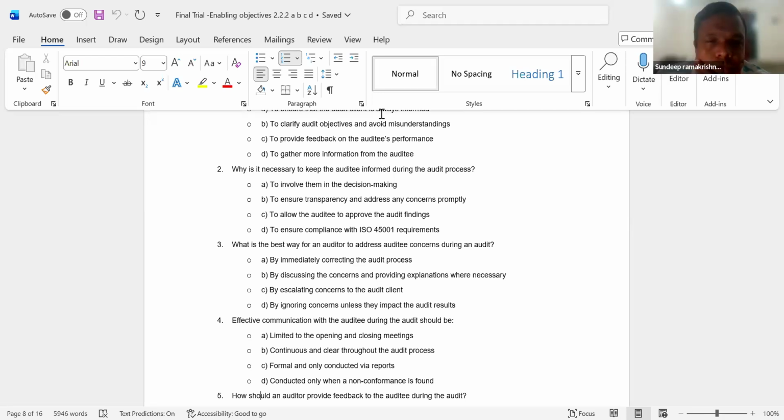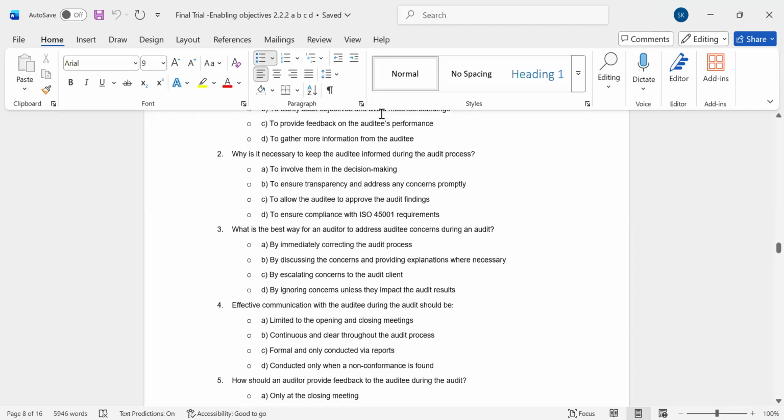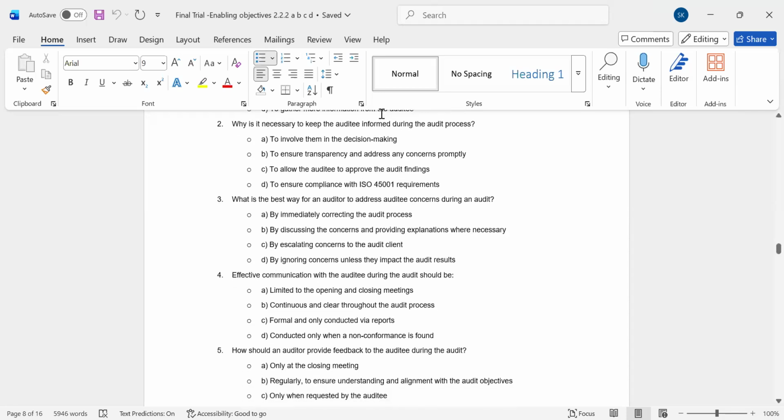Good. Okay. Question number 3. What is the best way for an auditor to address auditee concern during an audit? A, by immediately correcting the audit process. B, by discussing the concern and providing explanation where necessary. C, by escalating concern to the audit client. D, by ignoring concern unless they impact the audit result. Sir, B, by discussing the concern and providing explanation where necessary.